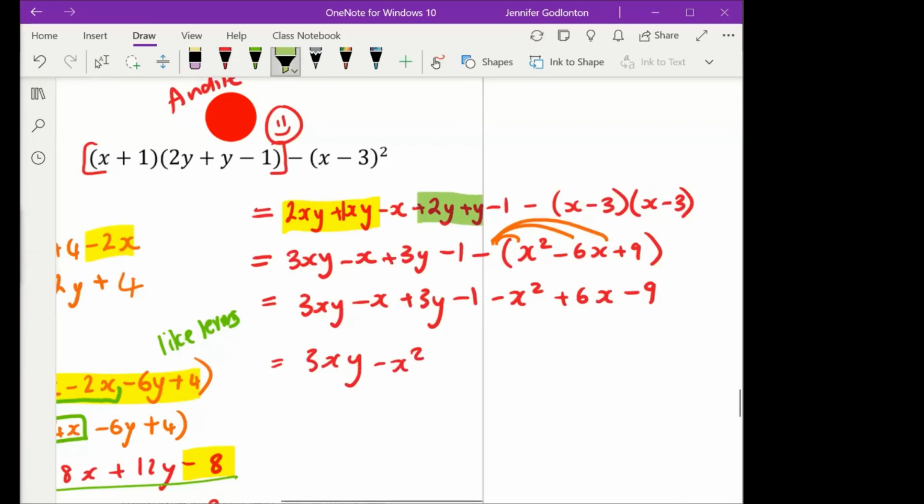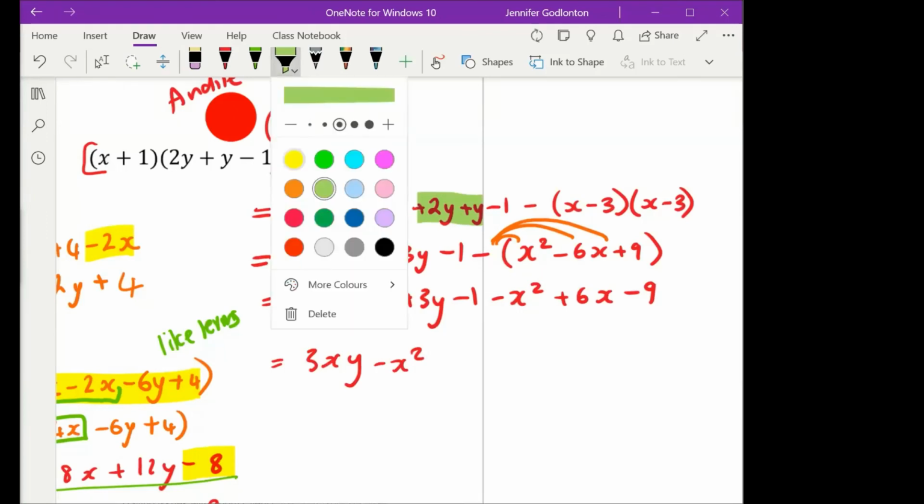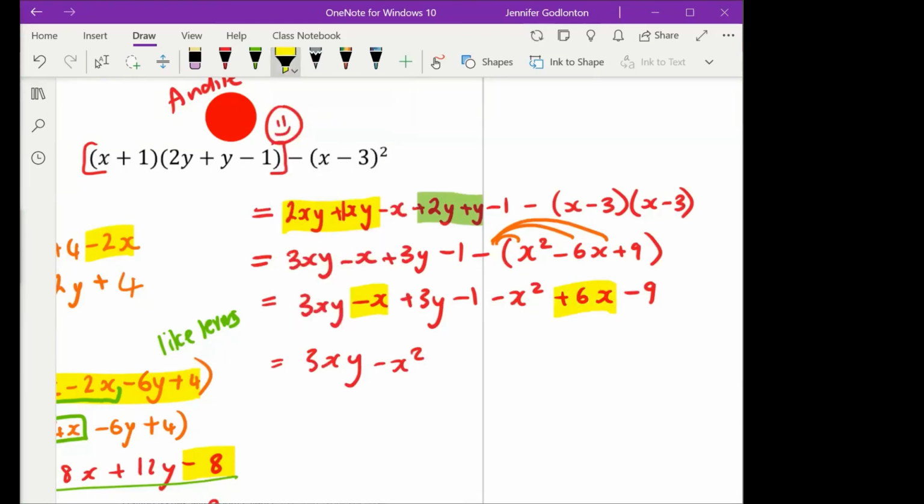Okay, super, super close. There were just some sign issues here. So that was negative x plus 6x, which would give us plus 5x, because that's 6 minus 1. And then the negative 1 and the negative 9, I think you said negative 10, which is absolutely right. Yes. Beautiful. Just a couple of small things, but otherwise that was great.